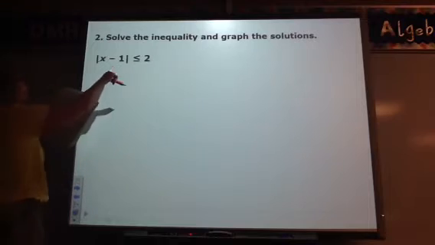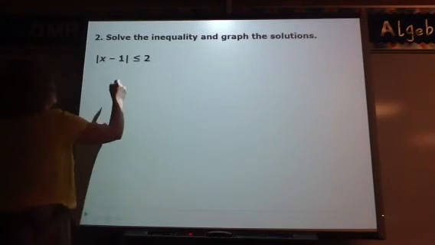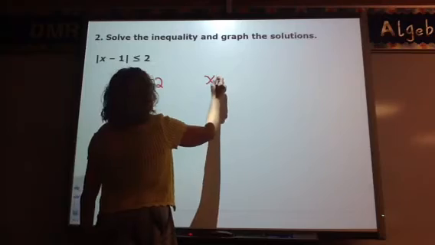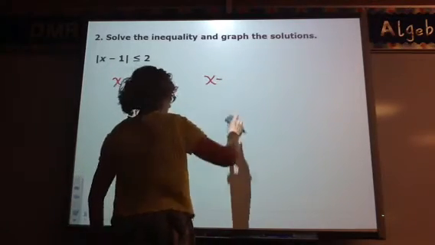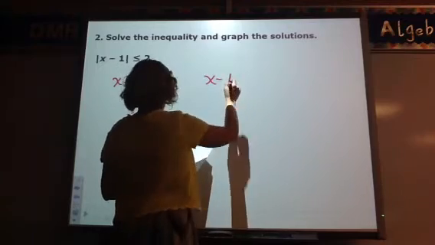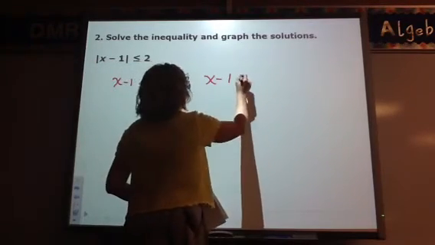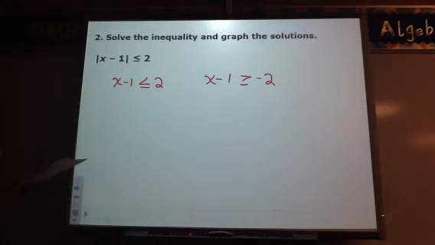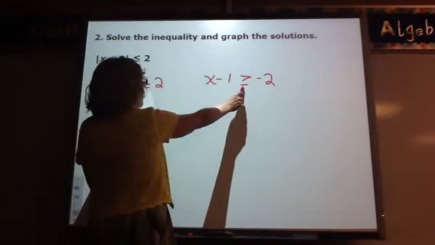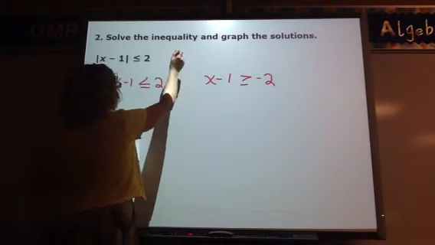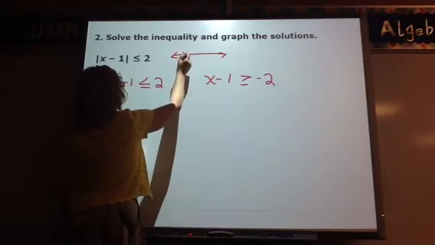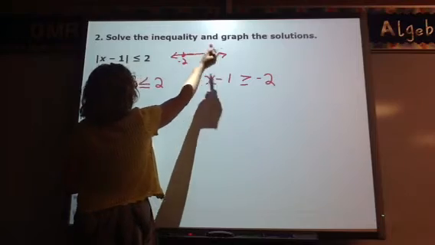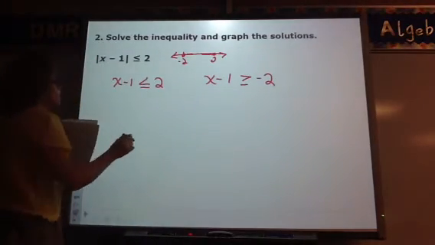Okay, on number 2, our absolute value symbol is isolated. So what we need to do is put x minus 1 less than or equal to 2, and x minus 1 is greater than or equal to negative 2. Okay, why did I switch this inequality symbol? Well, guys, if we were to take this negative 1 out and graph it, you have negative 2 and you have 2. So x has to be greater than negative 2 but less than positive 2, okay? So that's how you set up your two cases.